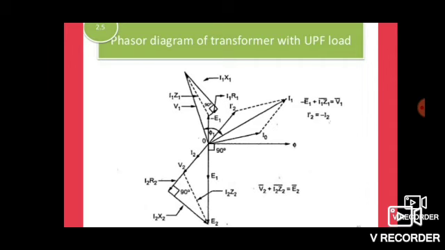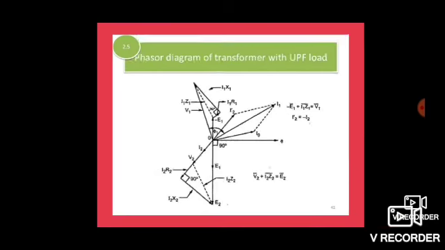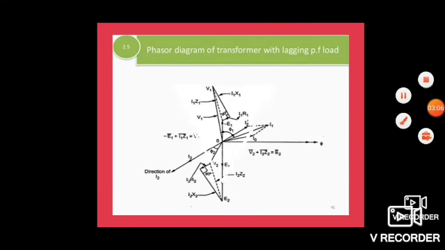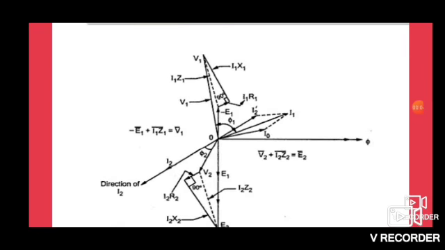The I2Z2 plus E2 gives the V2. Now we can represent the V2. So it is the phasor diagram of transformer with UPF load. Now see the phasor diagram of transformer with lagging power factor load. Here also the same things, phi is taken as reference.